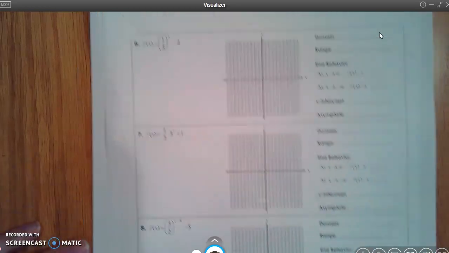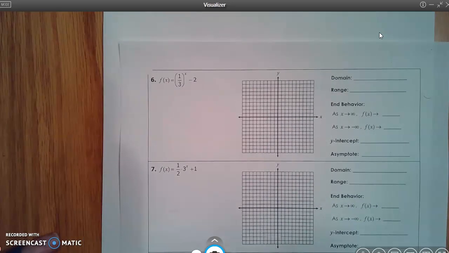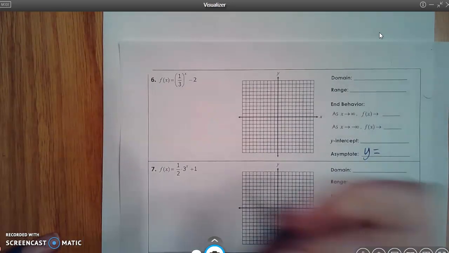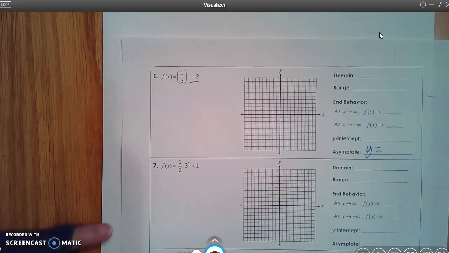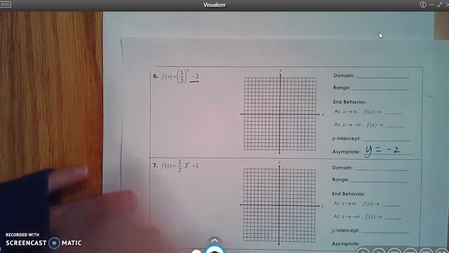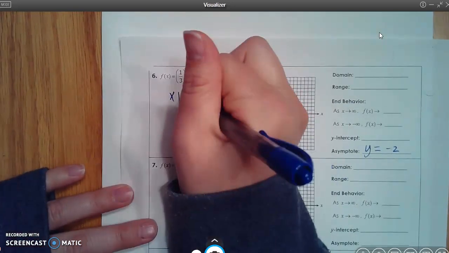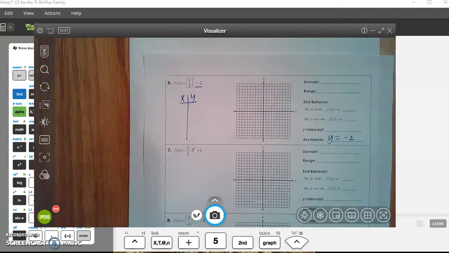So if we look at number 6, first thing that we can do is find the asymptote. Your asymptote is the number that's added or subtracted outside of your b value. So in this case, it's going to occur at -2. So we're going to see some different changes on this one. I'm going to then create my XY table, and then we'll head to our calculator.